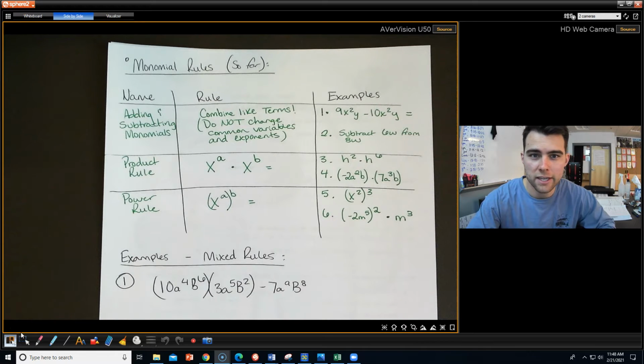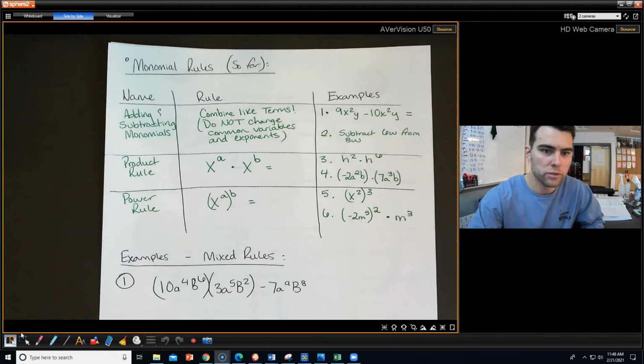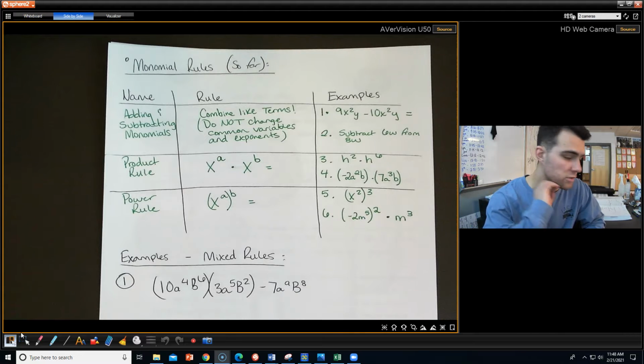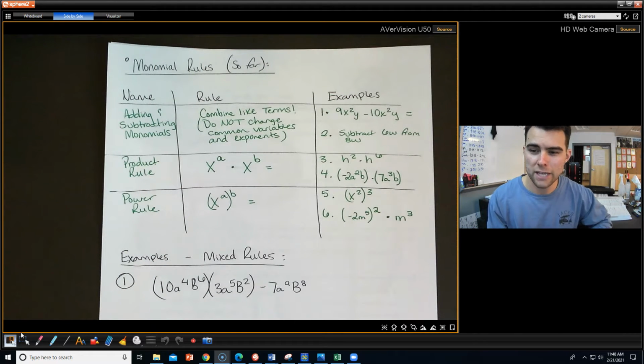It's Mr. Knight, and we are going to have kind of a shorter lesson today. Really, I just want to pump the brakes a little bit and look at these three monomial rules that we've explored so far. On your notes, you should definitely copy down this chart, and we're going to look to add on to it later on in the week.